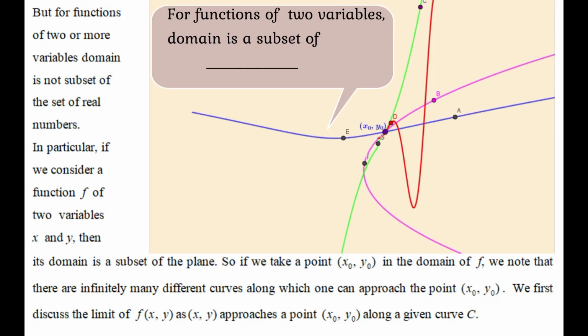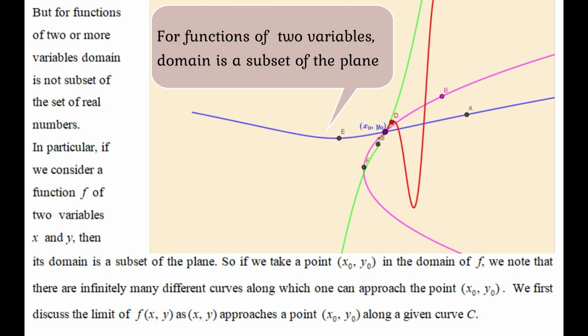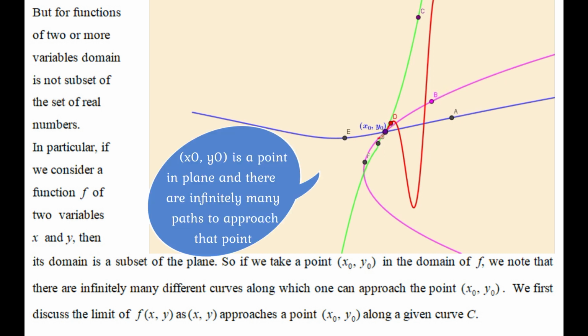But for functions of two or more variables, the domain is not a subset of the set of real numbers. In particular, if we consider a function f of two variables x and y, then its domain is a subset of the plane. So, if we take a point (x0, y0) in the domain of f, we note that there are infinitely many different curves along which one can approach the point (x0, y0).